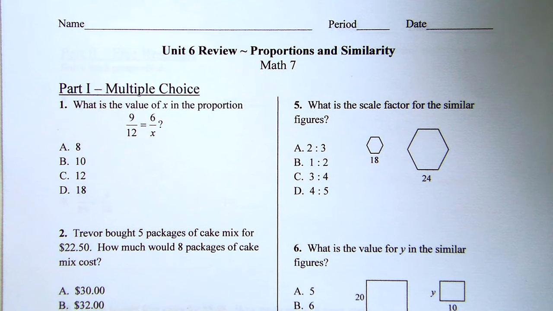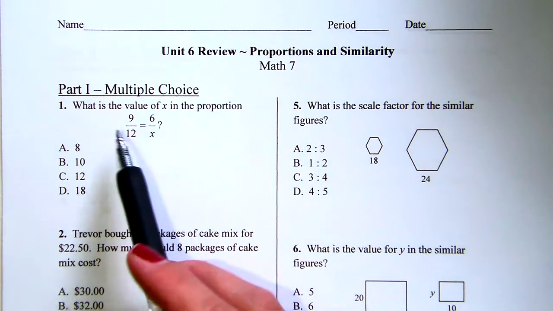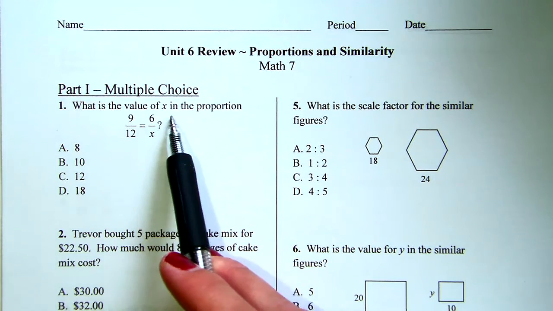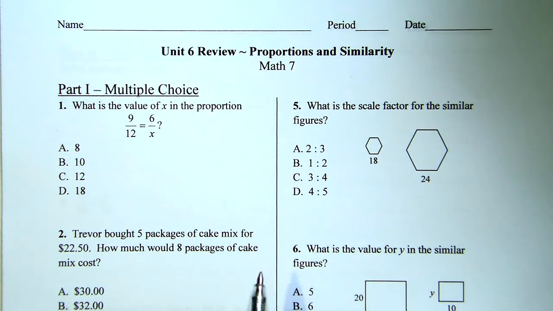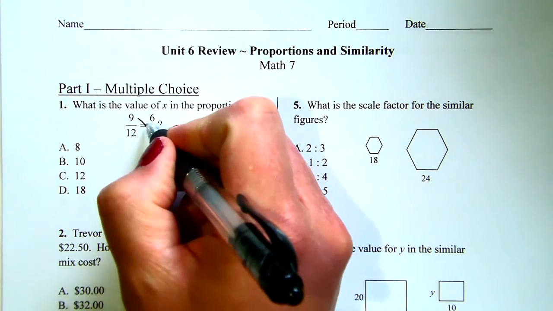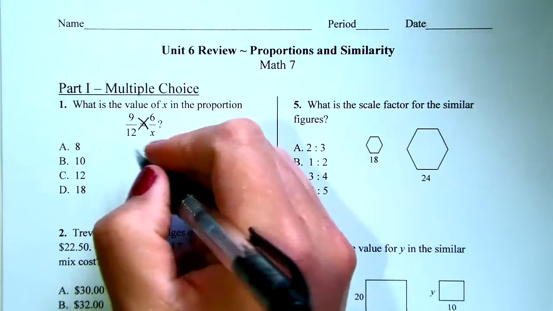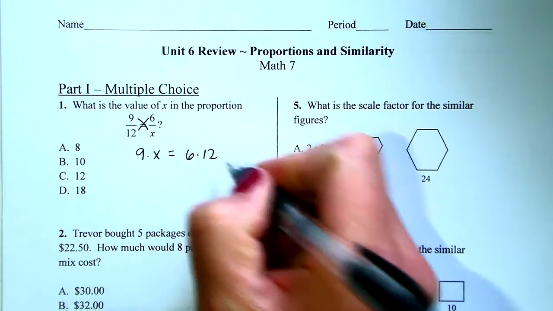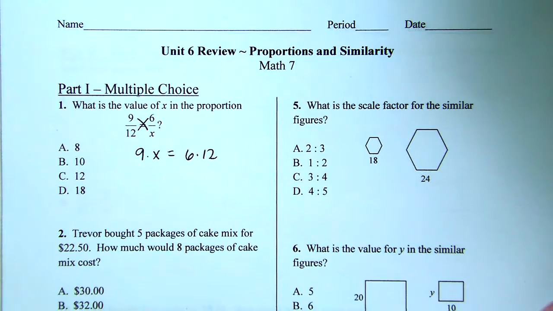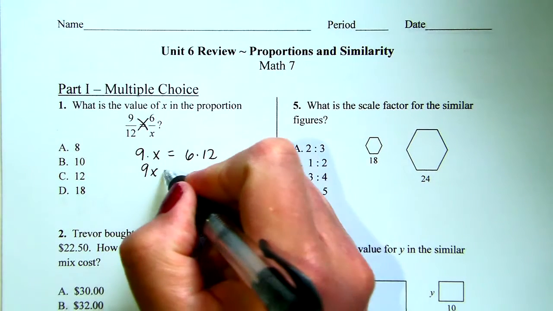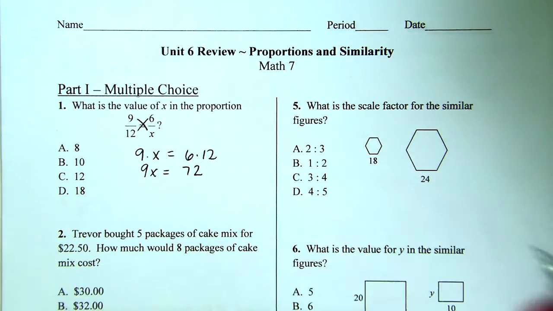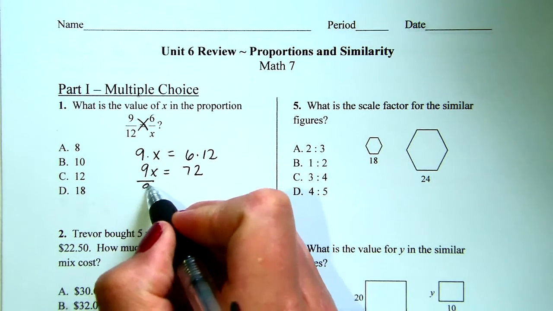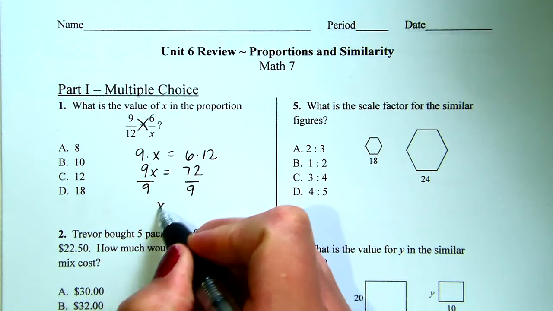All right, so to begin with, we've got part 1, multiple choice. Our first question, what is the value of x in the proportion? Remember, when we're solving proportions, we always want to begin by cross-multiplying. So I'm going to go 9 times x, and I'm going to set that equal to 6 times 12. You can also write 12 times 6. I'm going to get 9x, and here I'm going to get 72. Going to divide by 9 on both sides, giving me x equals 8. That tells me that A is my answer.